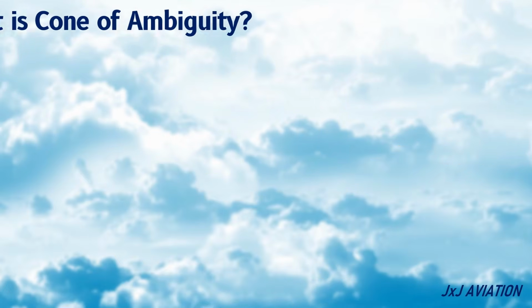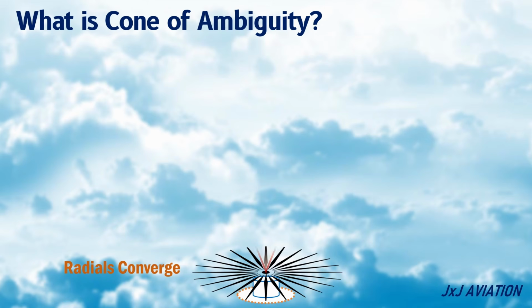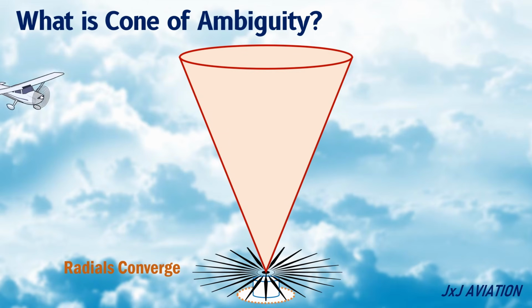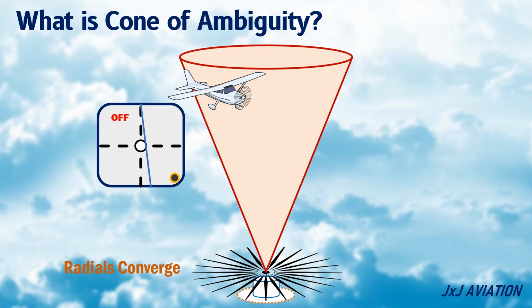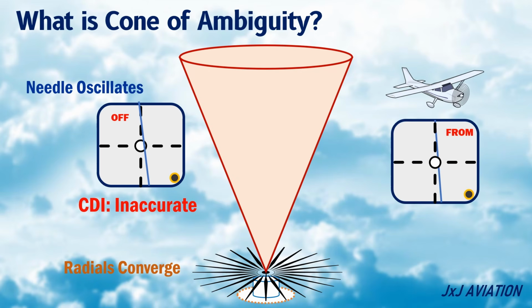What is the cone of ambiguity? When flying towards a VOR, the radials will converge, which means the course deviation indicator will become inaccurate. The needle will oscillate rapidly, and an off flag may appear for some time. After crossing this cone, the from flag will appear and the needle will become steady.